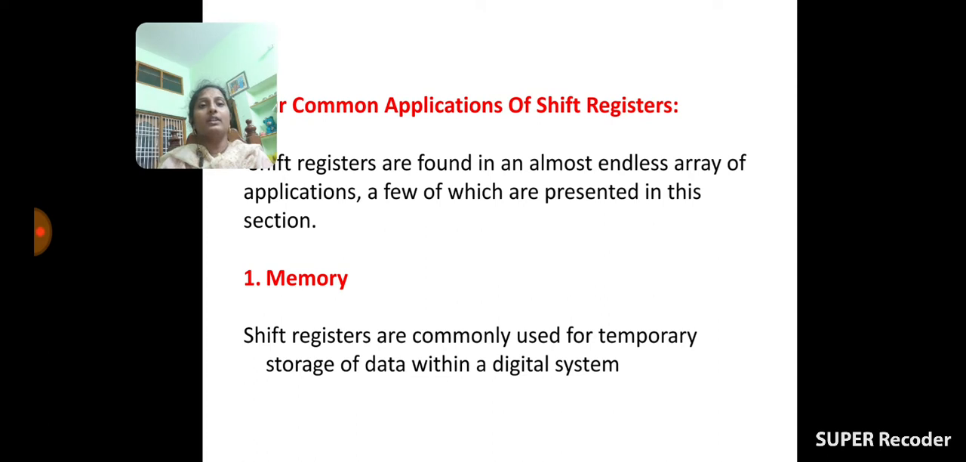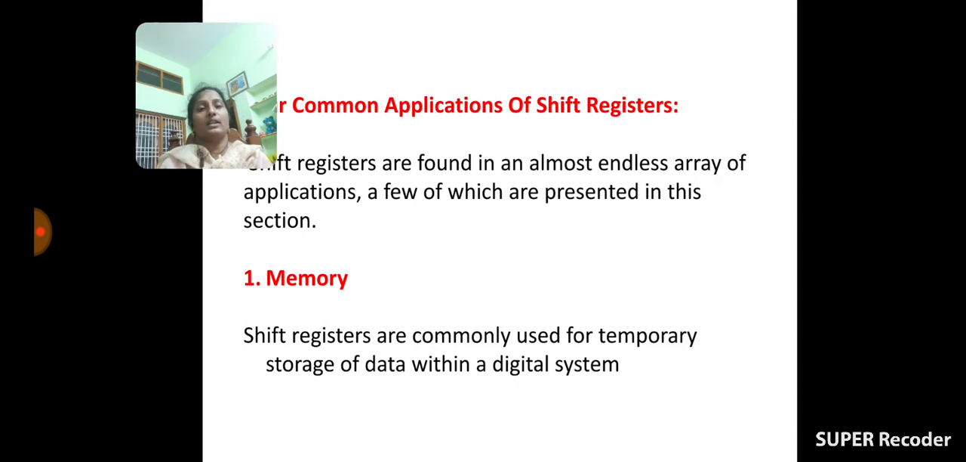But what is the advantage? It shifts the data in both directions. If we have a bidirectional shift register in our hands, then there is no need for shift left and shift right registers individually. But compared to the shift left and shift right registers, the cost of the bidirectional shift register is somewhat high. Why? Because for each and every bit it requires one flip-flop, two AND gates, and also one OR gate.